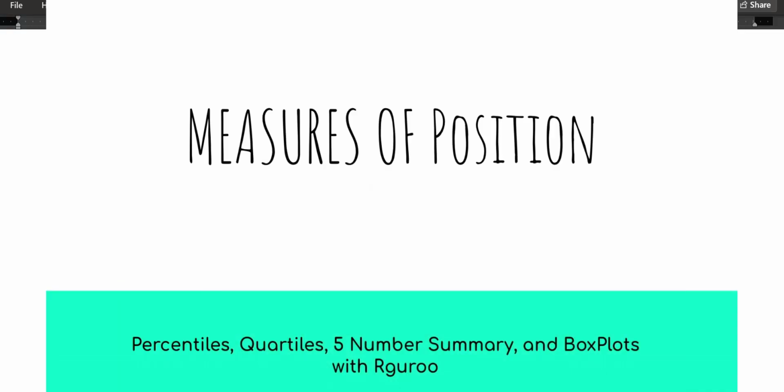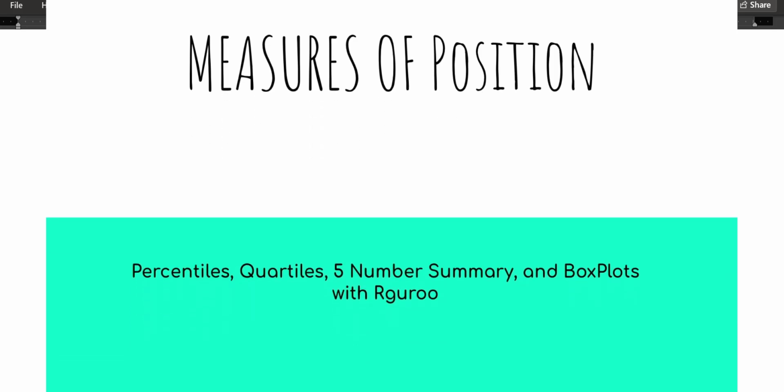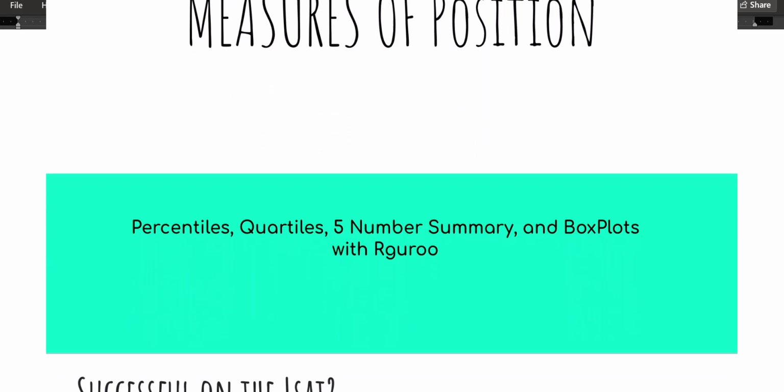Okay, so just wanted to let you know that up front so that that could make things quicker as we're going through. So back to this measures of position. We're talking about percentiles, quartiles, 5-number summary, box plots, all using Rguroo. We're also going to talk about outliers.